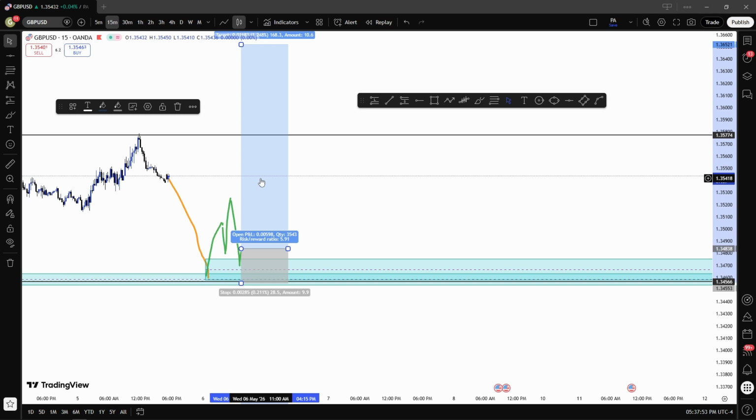So guys, this is every single thing you need to know about my simple supply and demand setup. It's a very easy and straightforward method.